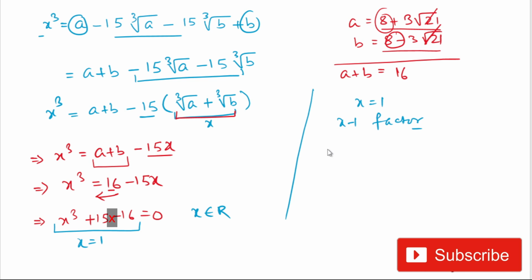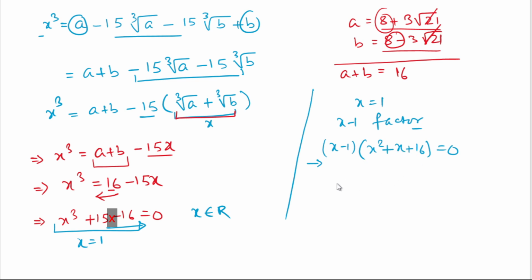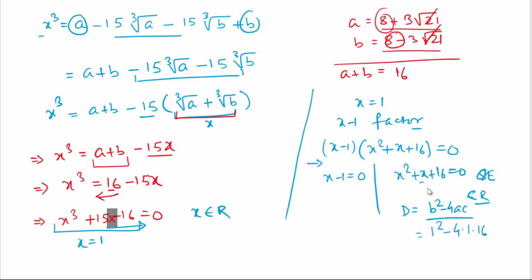Then the other factor will be, so this polynomial expression will have two factors. These are x minus 1 times x square plus x plus 16. So we can say that x minus 1 is equal to 0, or x square plus x plus 16 is equal to 0. So it's a quadratic equation. Now for real solutions of this quadratic equation, we'll find the discriminant b square minus 4ac. So in place of b square we have 1 square, and negative 4 times 1 times 16. If we solve this, we will get negative 63, which is less than 0. So this quadratic equation will not have a real solution.